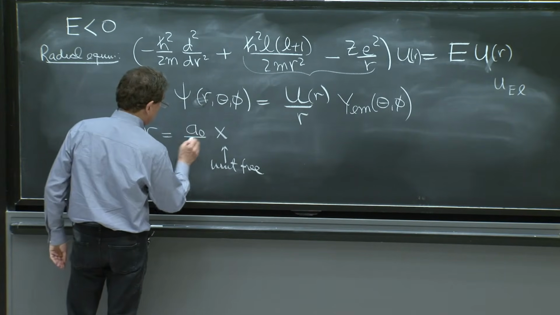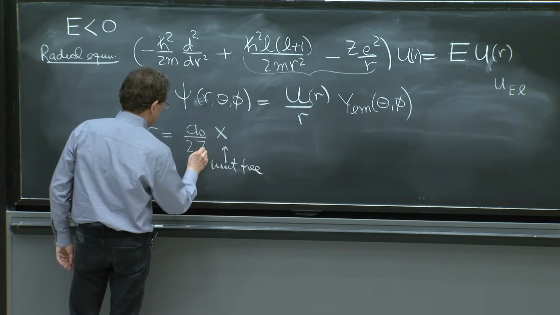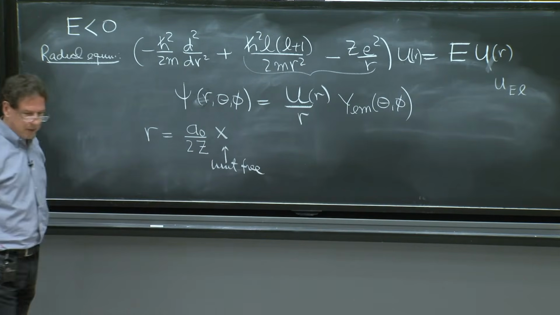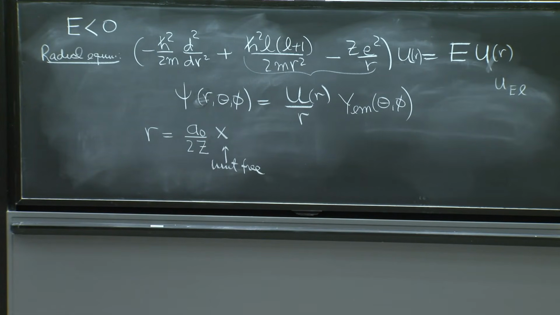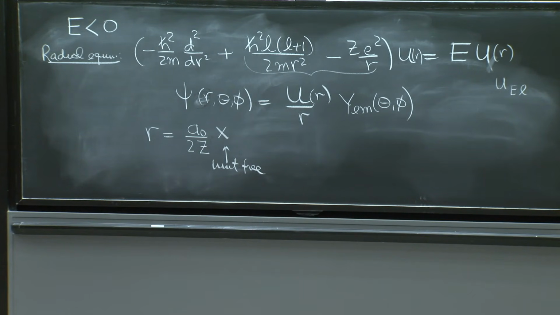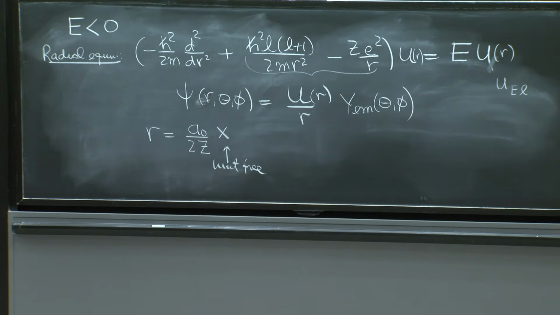Maybe it's not too obvious, by putting a 2 over Z here. Z has no units, of course. So that you would probably do by trial and error. You would say, well, I want to get rid of the Z as well, and I have it in this form, and you will see how it works out.